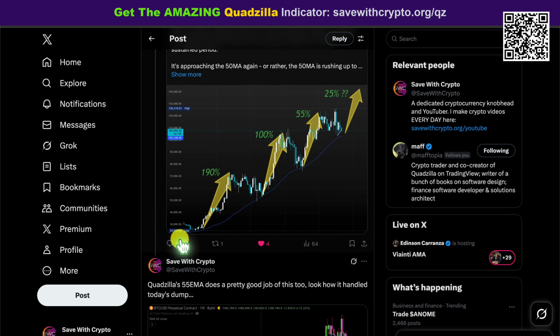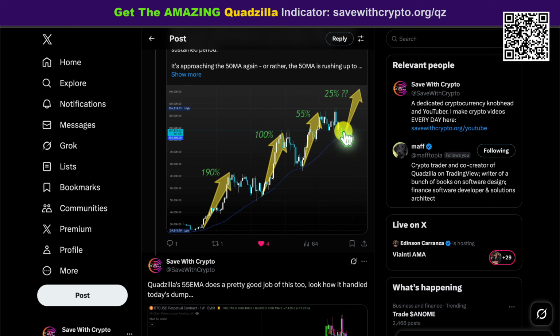Now what he did was this chart here where he was looking at the price of Bitcoin, and then he put on this line here on the chart, which was a 50 moving average. Okay, so that's a moving average indicator on TradingView. And he'd noticed that back here when the price was less than $30,000, the price went up 190% when that happened, and then it came back here to about $50,000. Then it went up 100% to over $100,000, and then it came back down again, and then it went up 55%, and then it came back down again, and that's about where we are now.